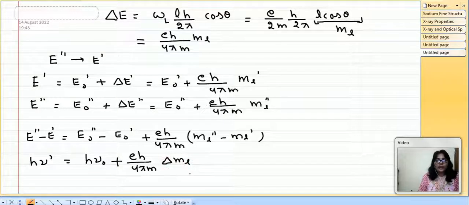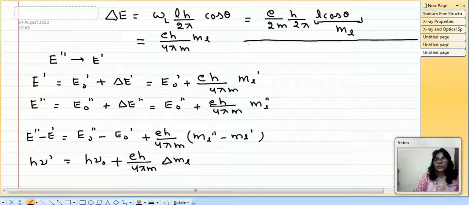Now this delta ml has some selection rule. One thing I forgot to mention to you is the selection rule about the optical spectra. So let us write the selection rule here.